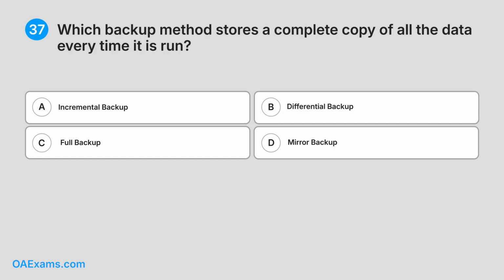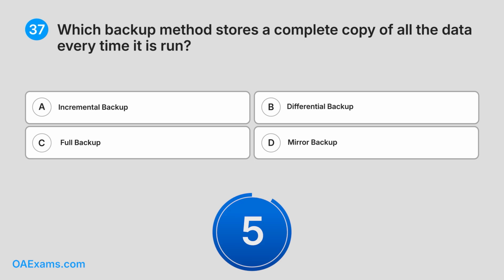37. Which backup method stores a complete copy of all the data every time it is run? A. Incremental backup. B. Differential backup. C. Full backup. D. Mirror backup. Do you know the answer?